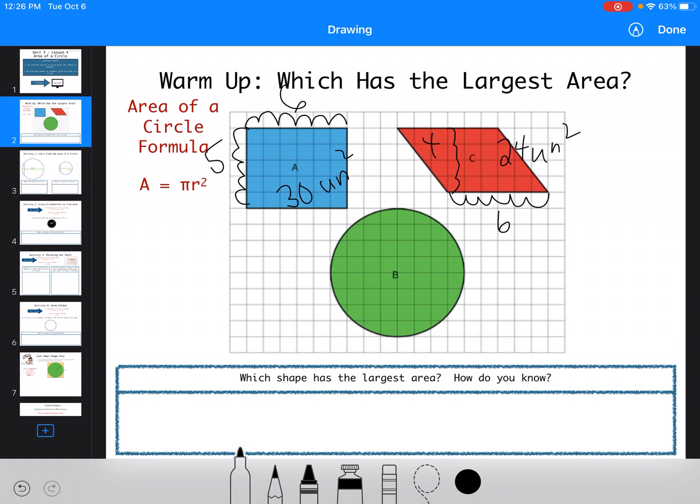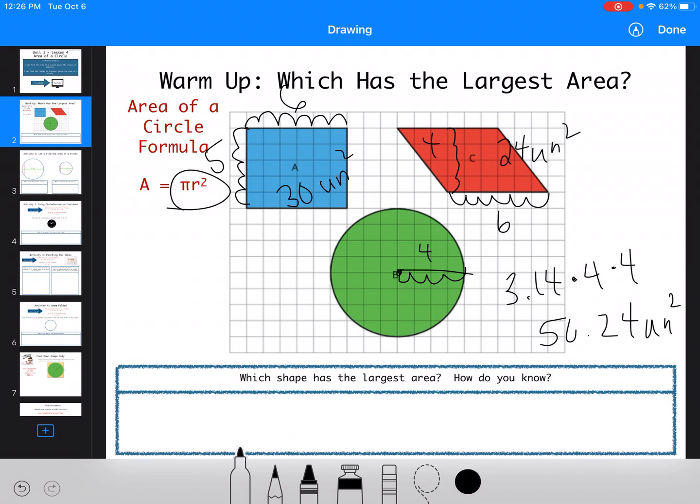And then the last one gives us this formula, pi times the radius squared. So my radius is 4. I know pi is 3.14, and I know squared means I'm multiplying by 4 twice. So I'm going to take out my handy-dandy calculator, 3.14 times 4 times 4, and I get 50.24. And that'd be units squared.